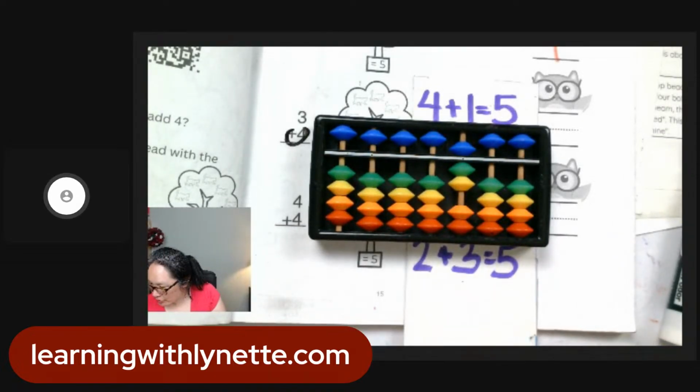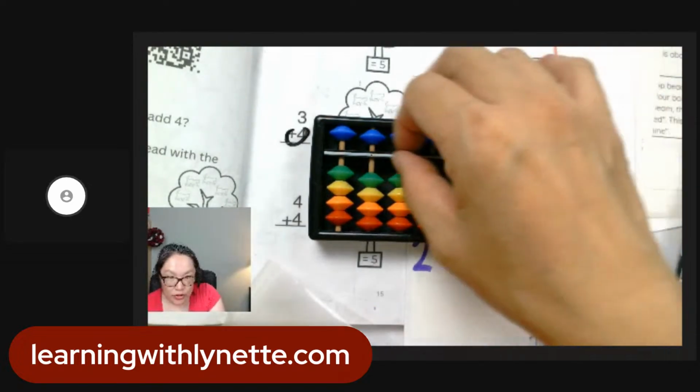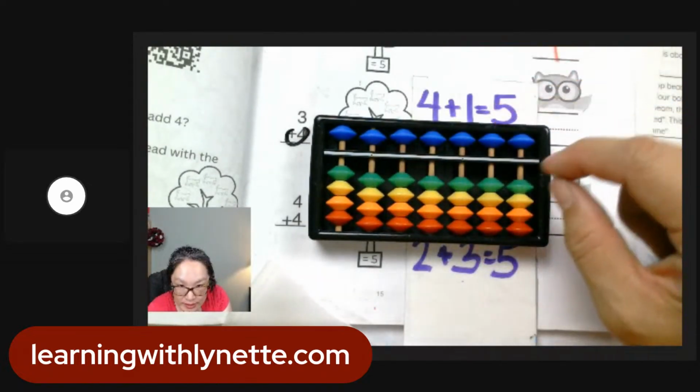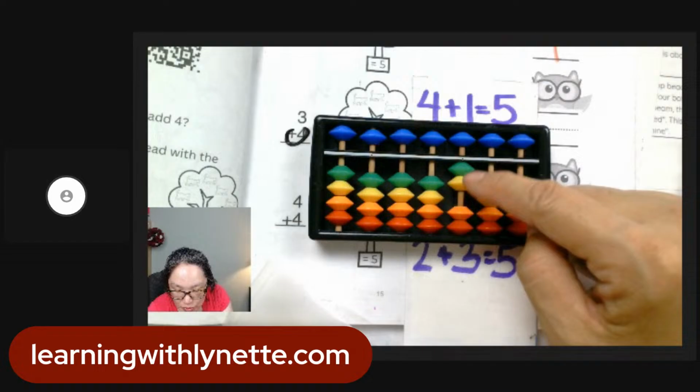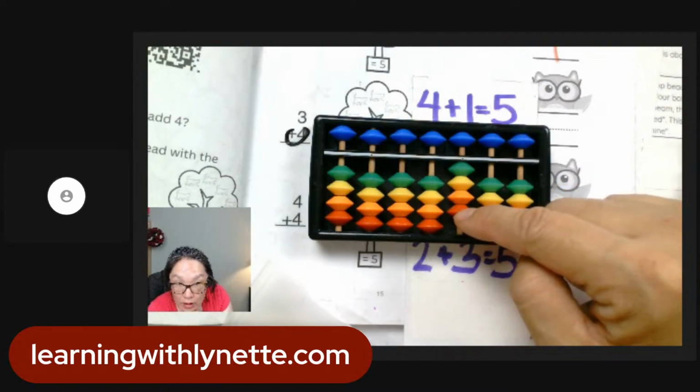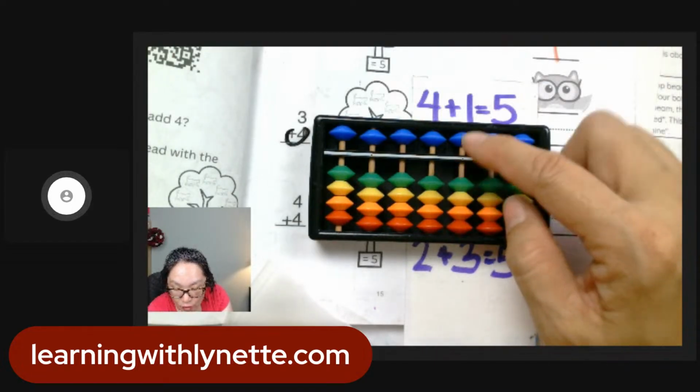So what we're going to do is I'm going to show you how to read the abacus. The first thing to do is to understand how to read the abacus. We're going to count 1, 2, 3, 4. This is 4. After 4 is 5.